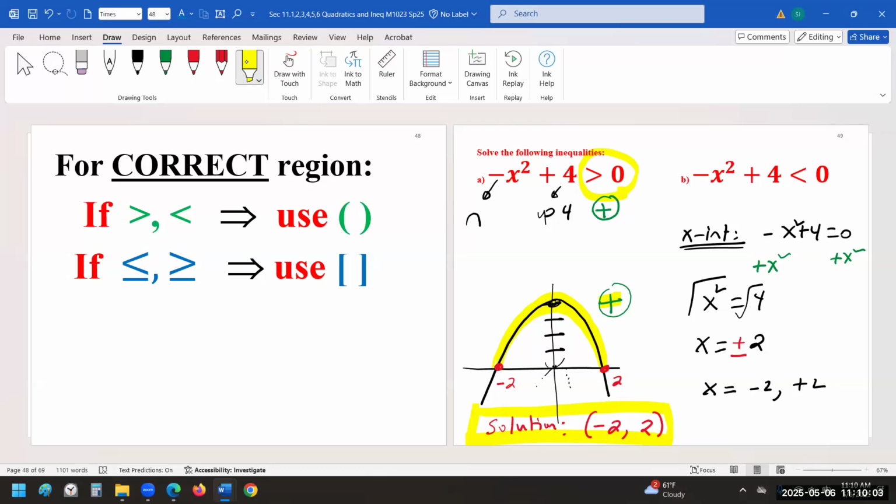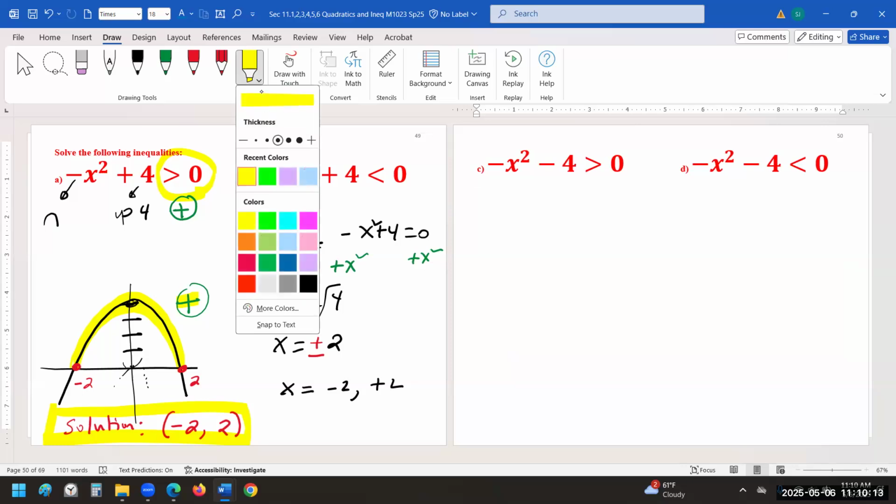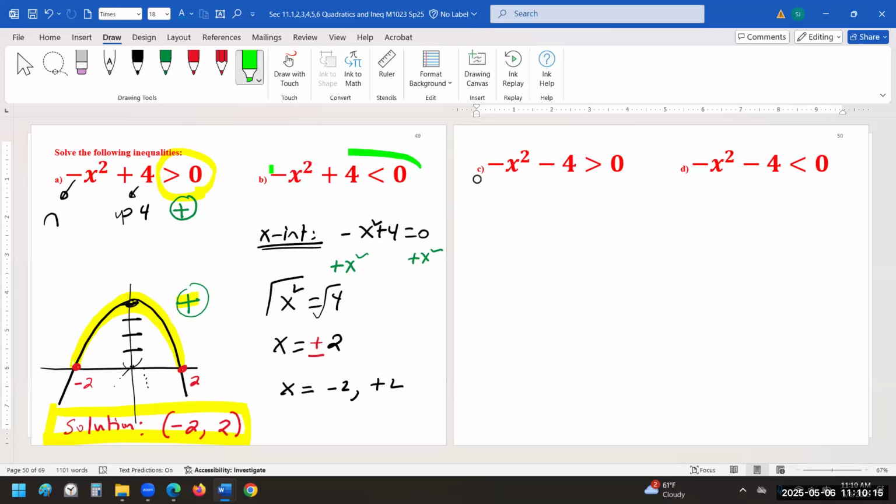It was a little bit confusing, right? Let's do a few more. Since we are doing this, let's also do the other part here. It's the same question. The only difference is here they are looking for less than 0. Same question, right? Negative x² + 4.